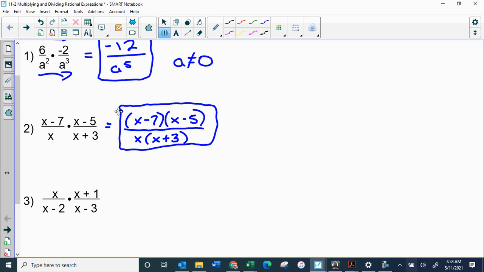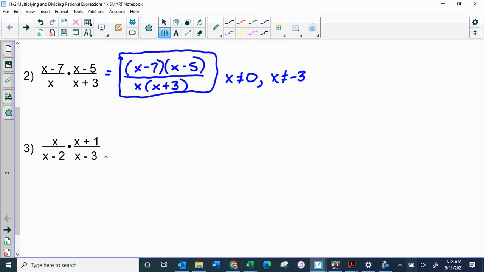And as far as excluded values go, x can't be equal to 0 because that would cause the denominator to be 0. And x can't be equal to -3. That's -3 plus 3 would cause it to be 0. Again, pretty simple so far. Of course, you know it'll get harder. So one more of these easy ones.